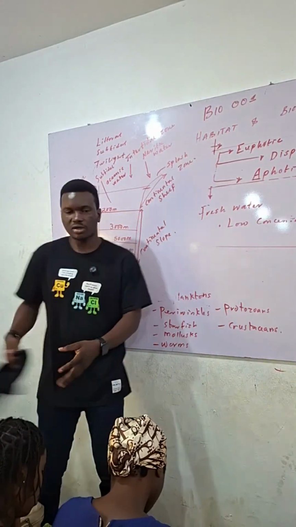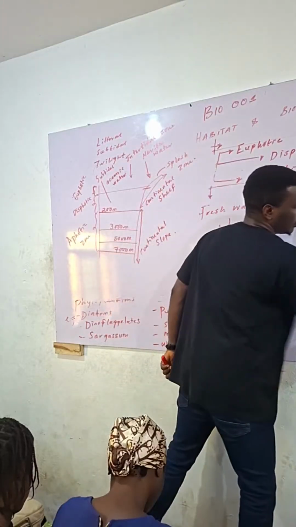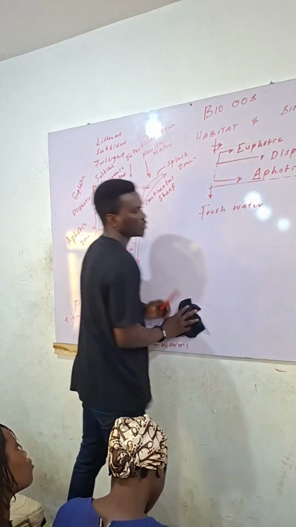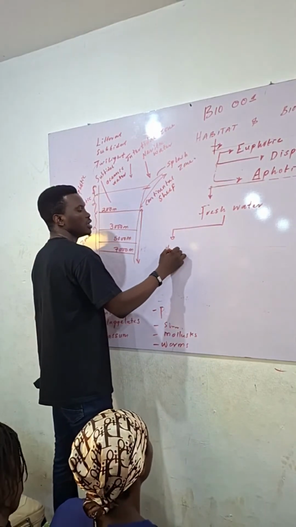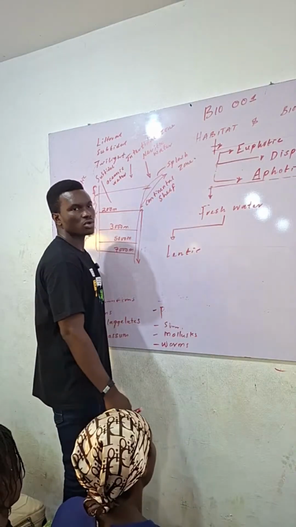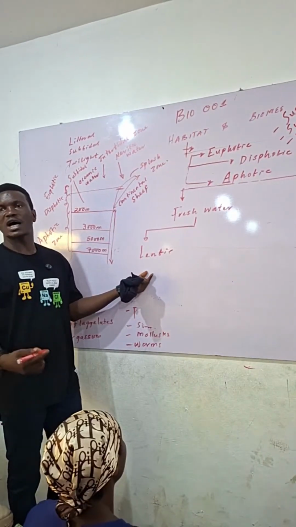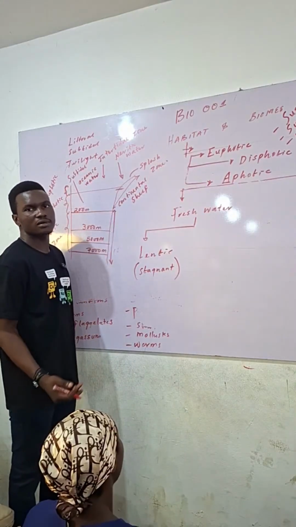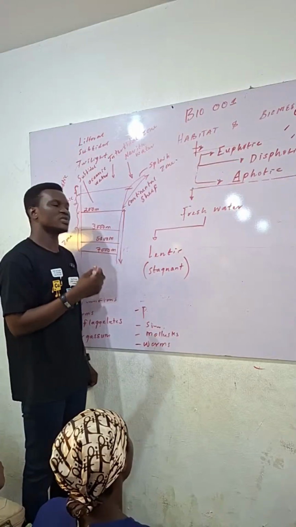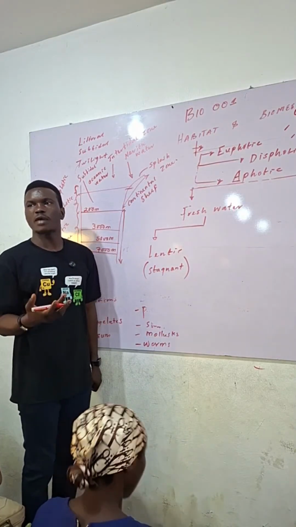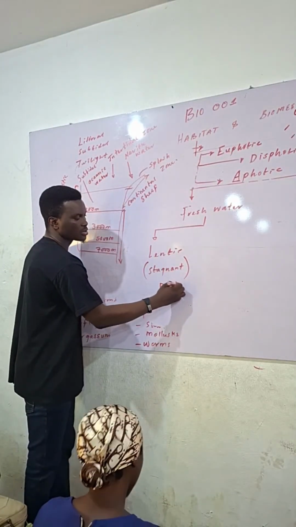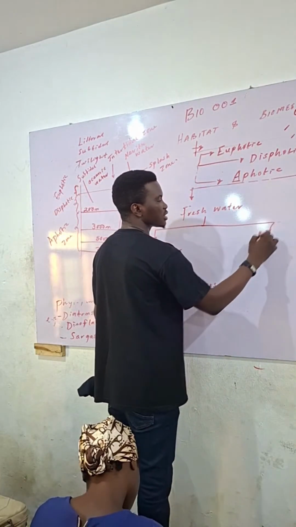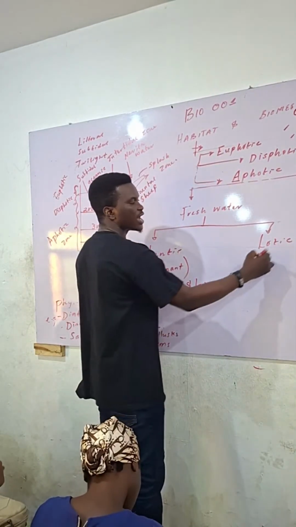So for the fresh water, we have lentic. Lentic fresh water is where you have stagnant water. The water is not really flowing. There are still different types of these. An example is your ponds, your lakes, where you have stagnant water. Then you have lotic. Lotic is where your water flows.